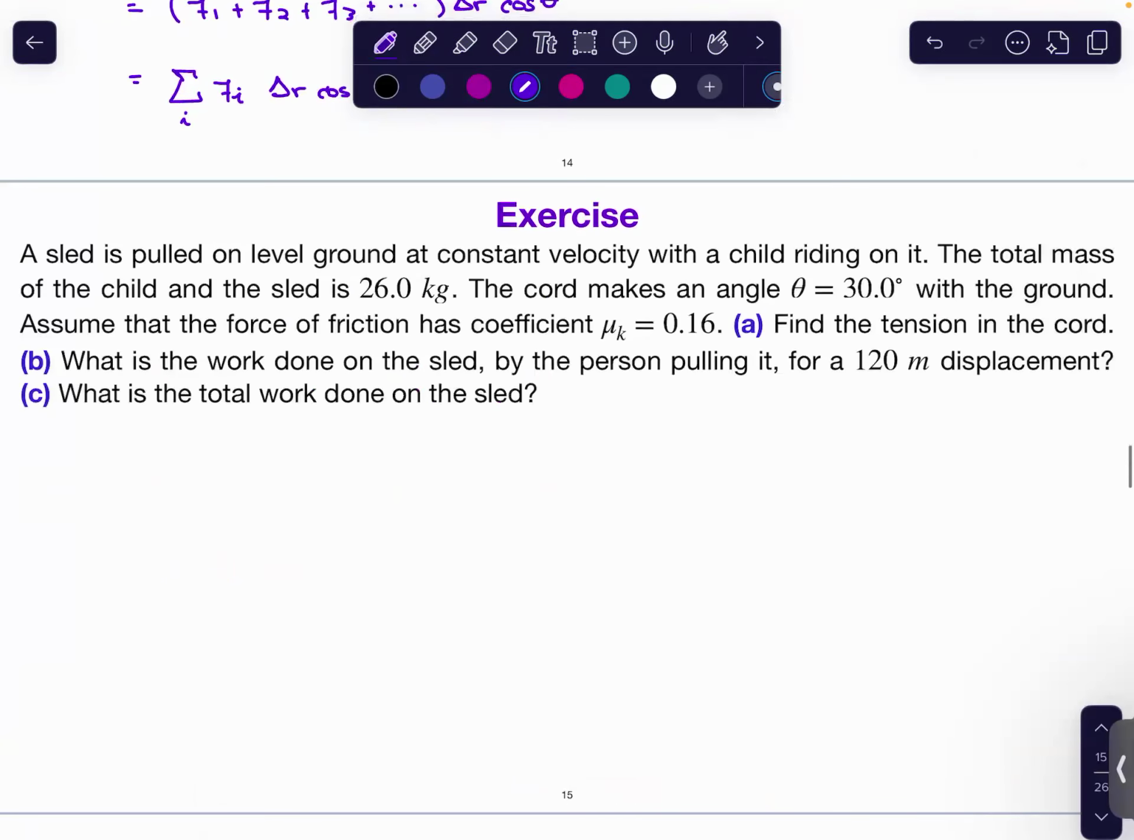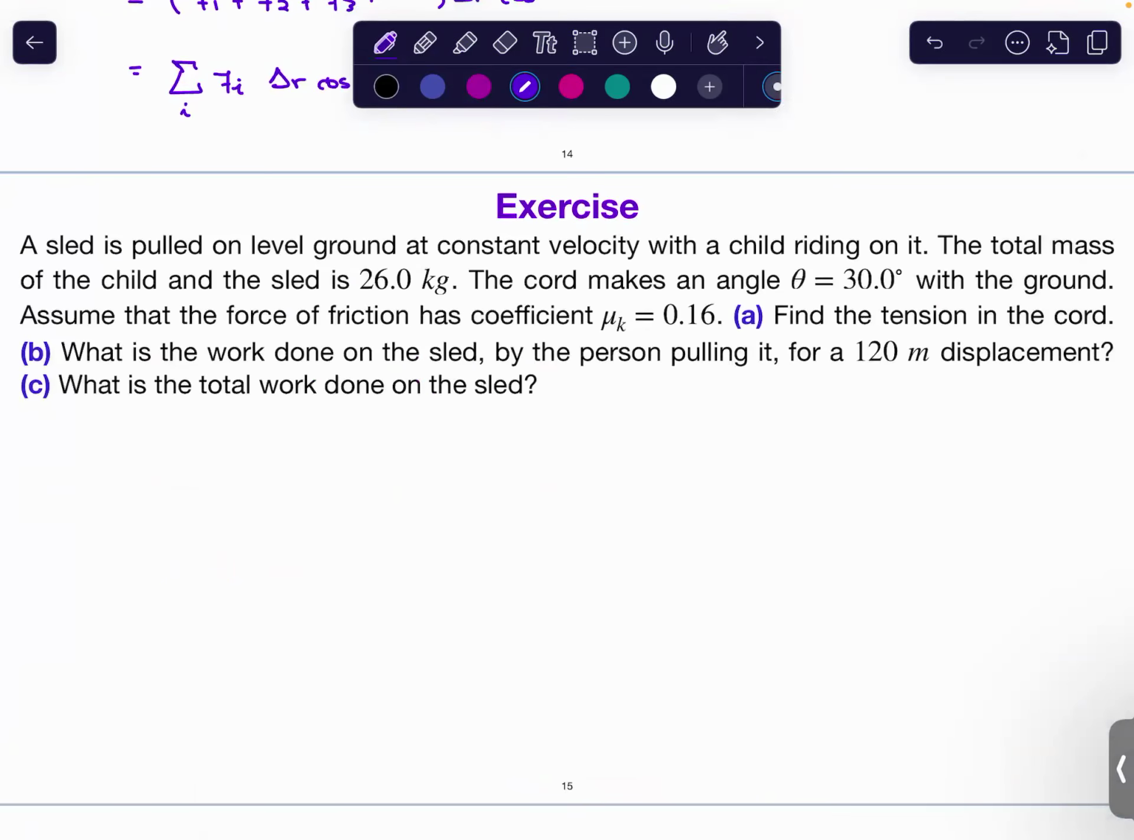I think an example will work best here. Sled pulled on level ground at constant velocity with a child riding on it. The total mass of the child and the sled is 26 kilograms. The cord that's pulling the sled makes an angle of 30 degrees with the ground. So you have a kinetic friction force with a coefficient of 0.16. Find the tension in the cord. What is the work done on the sled by the person pulling it for a 120 meter displacement? And what is the total work done on the sled?